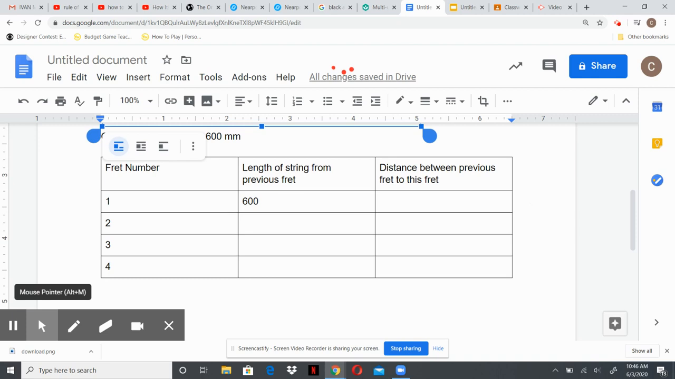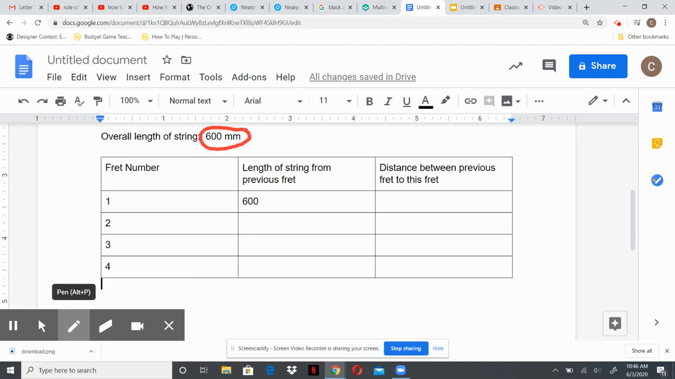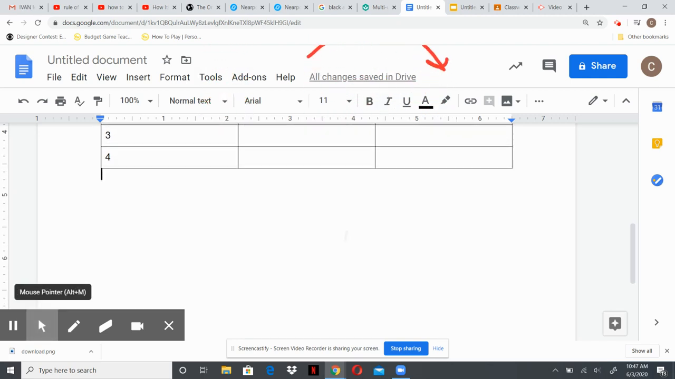Now we are going to have a string with an overall string length of 600 millimeters. So this is basically the length of the string from the bridge to the neck, right? And what we're going to do is take 600 and divide by 18. That's going to let us know the distance from the top of the neck to the first fret. So let's get some workspace down here.